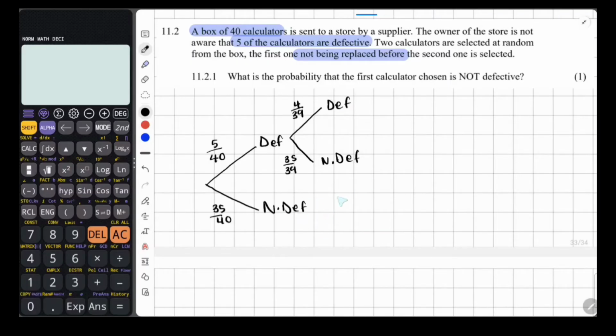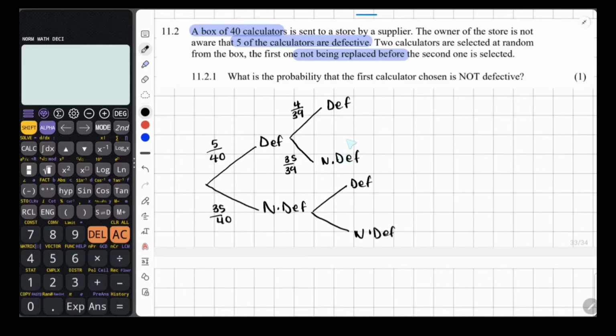Then we'll also look at the second part. Again, we're looking at the defective calculators and the non-defective calculators. So if you picked out a non-defective calculator, what is the chance that you're going to pick out a defective calculator the second time you pick? We would have to look at it like this. The non-defective one has been picked, meaning the defective ones are not being affected. Remember, this part represents the second pick.